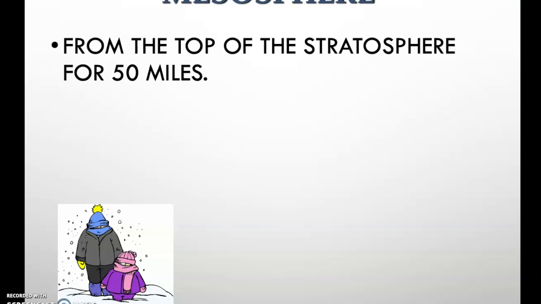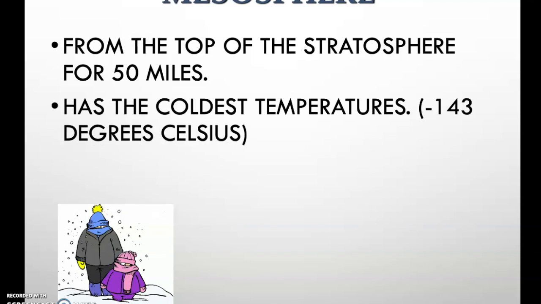The mesosphere comes after the stratosphere, and it goes upward from the top of the stratosphere for about 50 miles. It has the coldest temperatures, roughly negative 143 degrees Celsius. This is where the highest clouds could be found, although this would be rare.